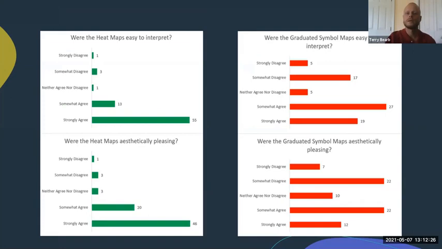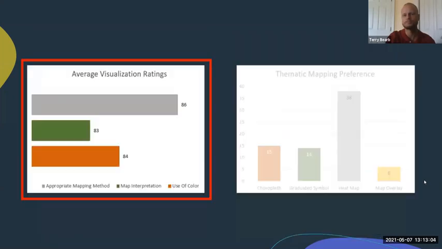Here we're looking at the map interpretation as well as map aesthetics. And we're really only going to focus on the heat map and the graduated symbols map, which were the highest and lowest percentage of scores. We can see that 55 strongly agreed that the heat maps were easy to interpret, and 46 strongly agreed that they were also aesthetically pleasing. We had 27 somewhat agree that the graduated symbols maps were easy to interpret, and 22 somewhat agree and somewhat disagree that they were also aesthetically pleasing. And the interesting thing to note is that as these numbers go up for interpretation, they also tend to go up for the aesthetically pleasing as well.